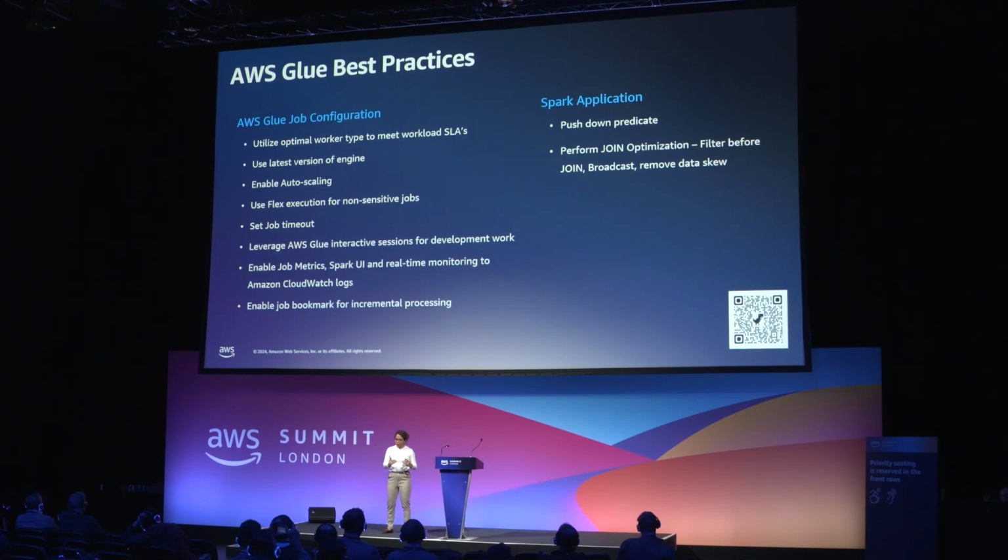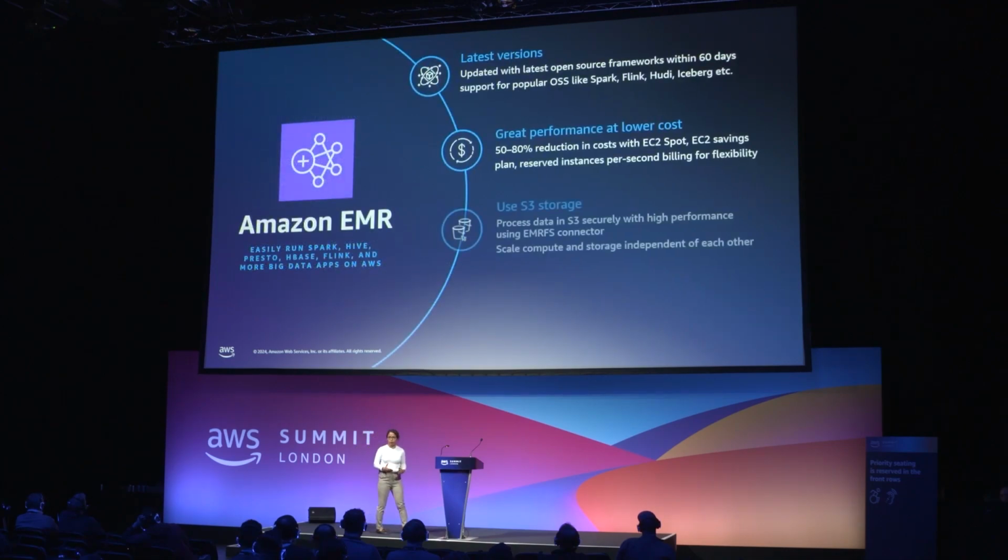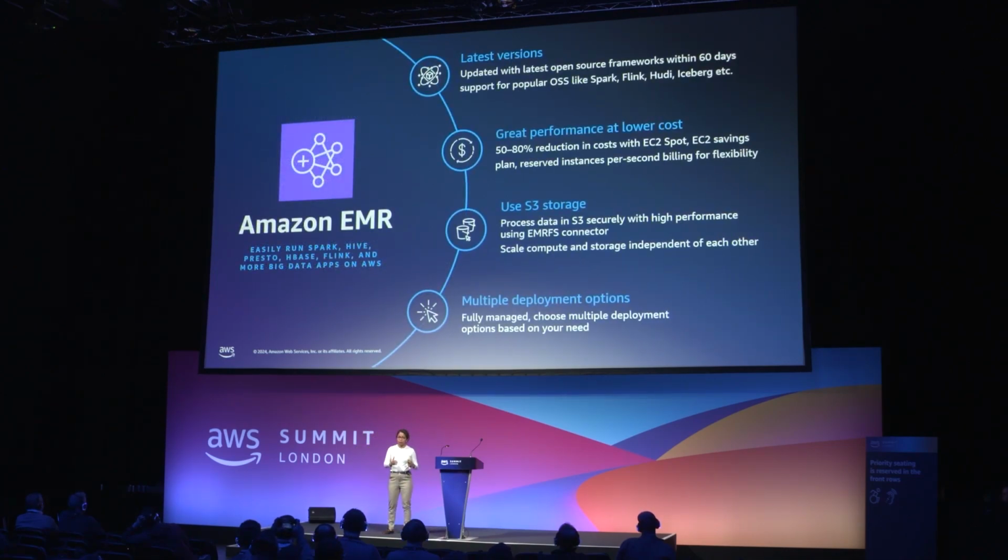For incremental data processing, use job bookmarks. For the Spark application itself, to make sure the performance is improved and use fewer I/O operations, use predicate pushdown and filter out the table before you do table joins so you can minimize the data that will be processed.